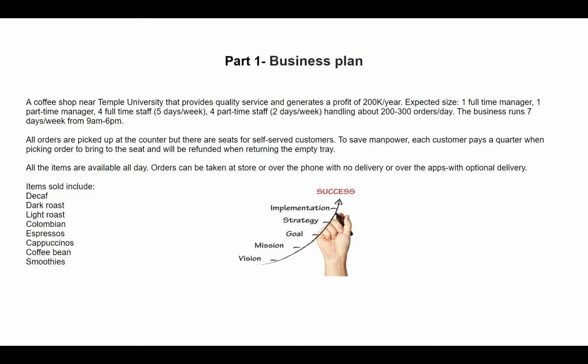Orders can be taken at the store or over the phone with no delivery, or over the apps with optional delivery. Items include decaf, dark roast, light roast, Colombian, espressos, cappuccinos, coffee beans, and smoothies.